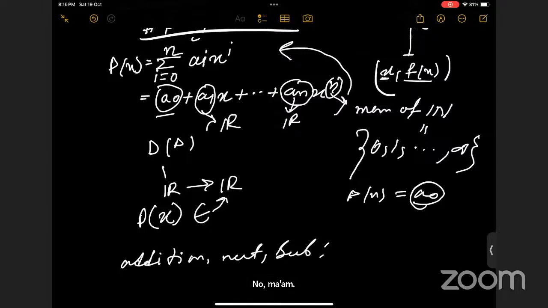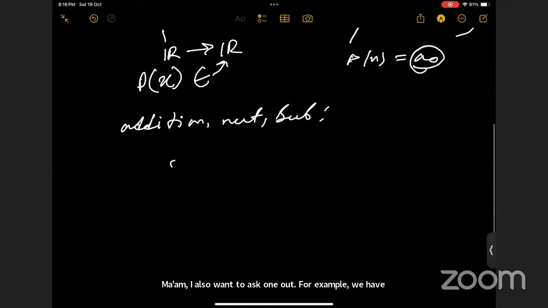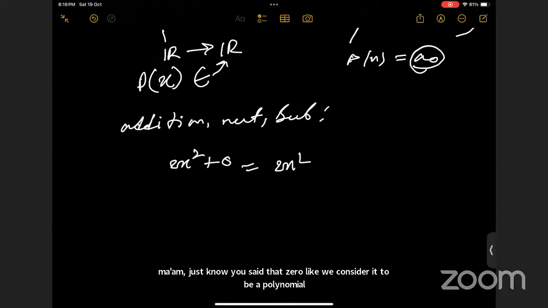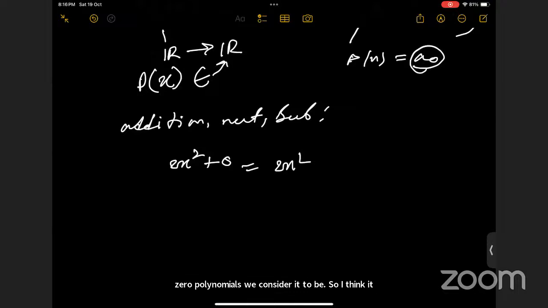I also want to ask one doubt. For example, we have an expression like 2x square plus 0. So, we'll consider it to be a binomial, right? No, this is a monomial because this is basically 2x square, right? But ma'am, just now you said that we consider 0 to be a polynomial, the zero polynomial. So I think it should also be counted as one of the terms of this expression.